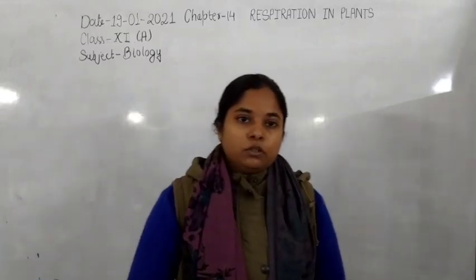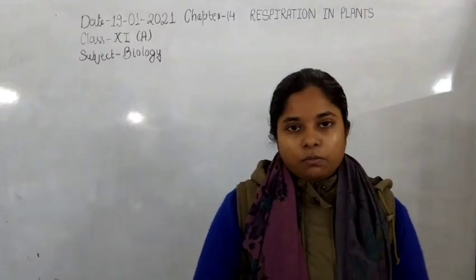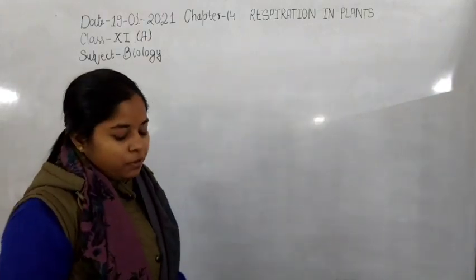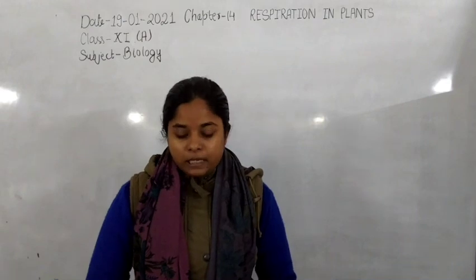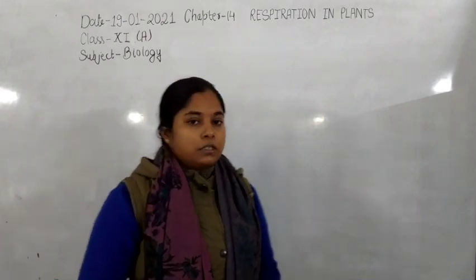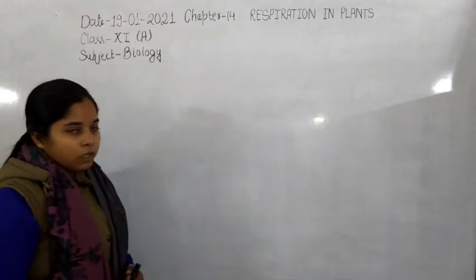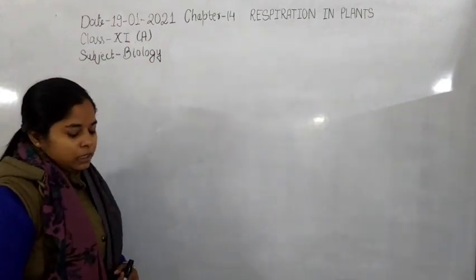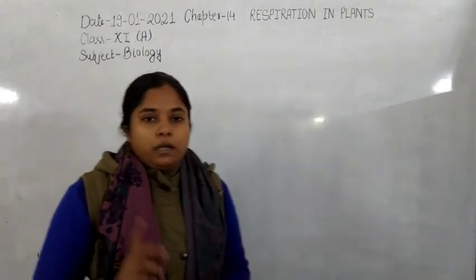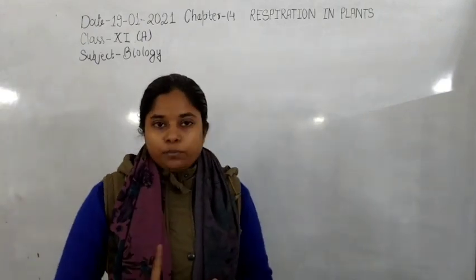In this class, I am going to start with another important topic of the chapter respiration in plants, and the topic is formation of acetyl coenzyme A. In the previous class, I already discussed what glycolysis is and how respiration takes place in two major steps: anaerobic respiration and aerobic respiration.